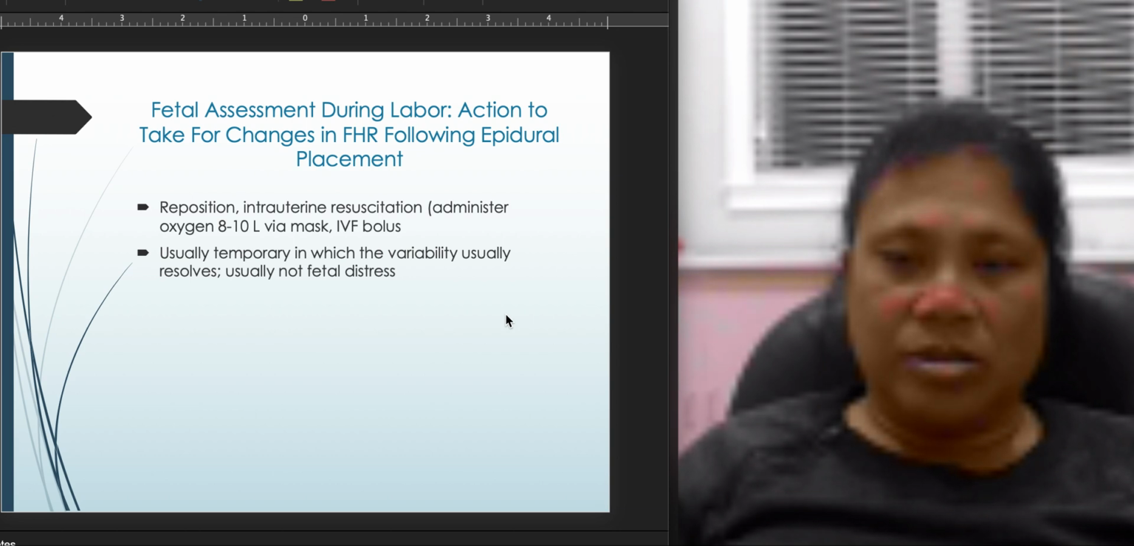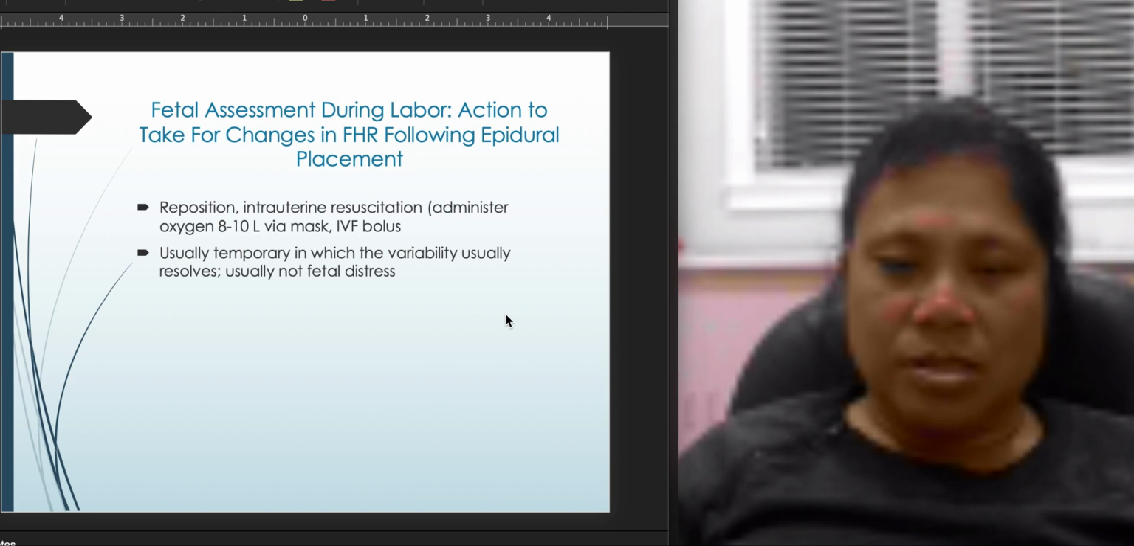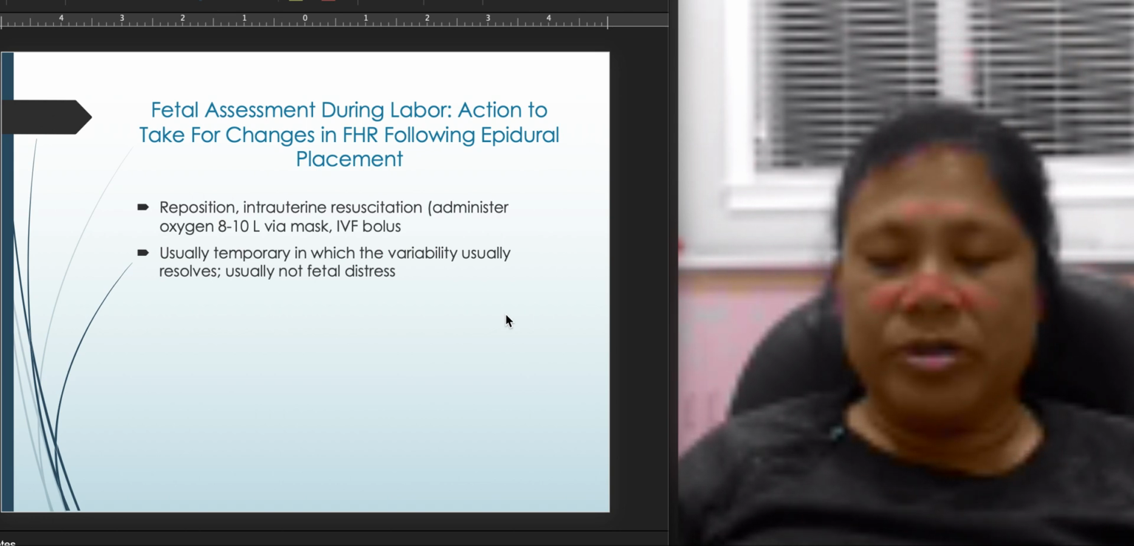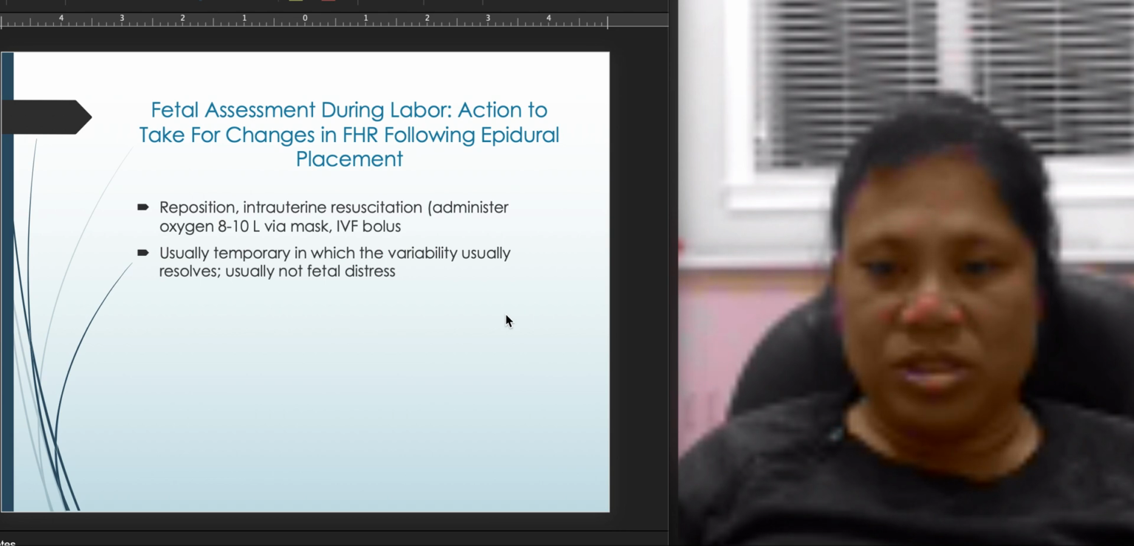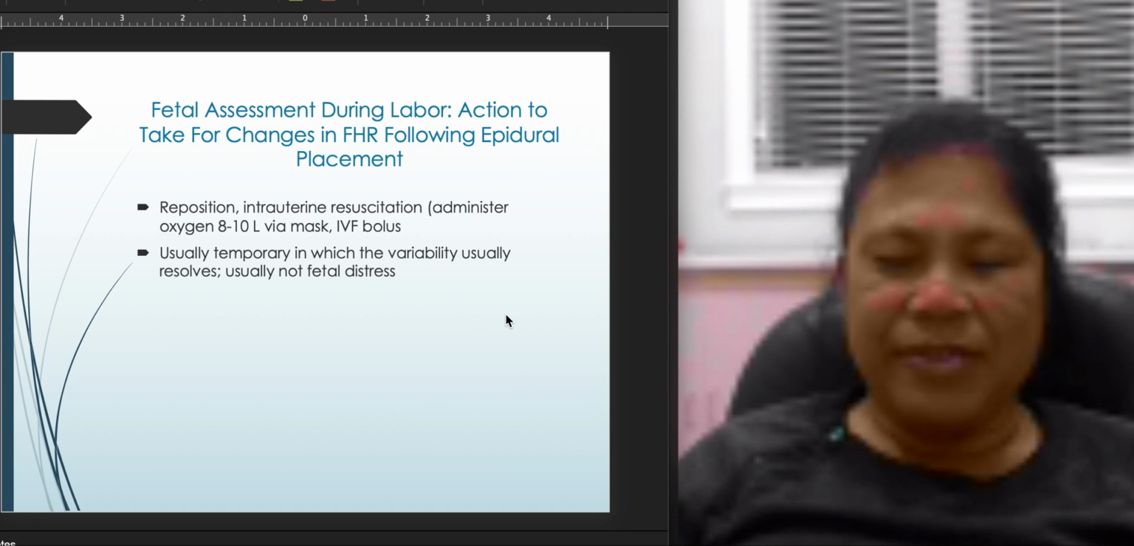So as the nurse assisting a patient with the epidural placement, you monitor for the two main things: maternal hypotension and fetal bradycardia. Those are the two things that you especially monitor following epidural placement. So when it does happen, here are some interventions that the nurse should do. Always reassess right after the procedure.